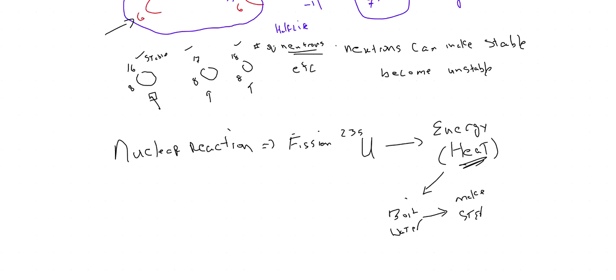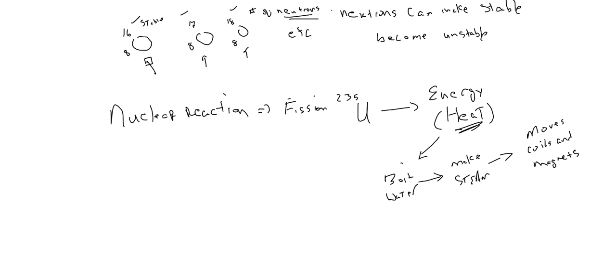And remember how we made electricity? The steam moves the coils and magnets, moves coils and magnets, to make electricity. Okay, so a nuclear reactor is just a teapot. Shh, don't tell anybody. It's just a big teapot.